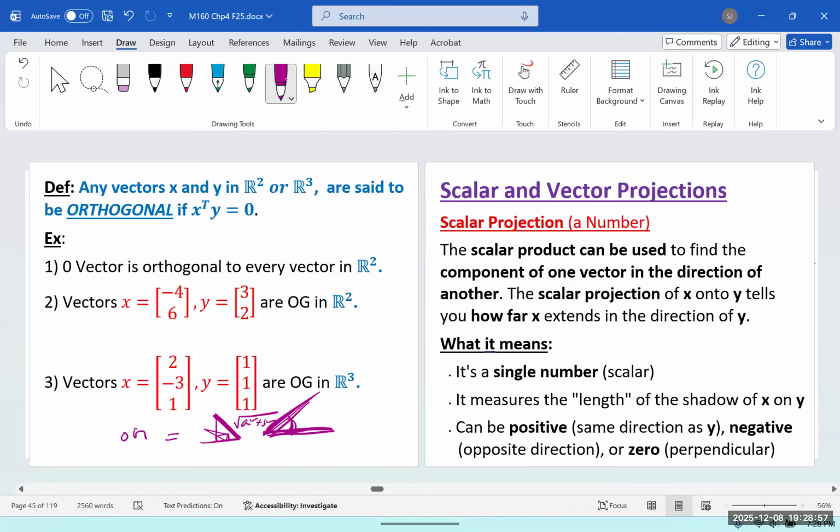Now, the second thing we care about in this section is projection. Projection means, let's say you have a vector here and you have another vector here. Now, let's say this is x vector and this is y vector. So if you lit a light here on the x vector, it will create some projection onto y. So we want to know how much of the y vector is a projection of the x vector.